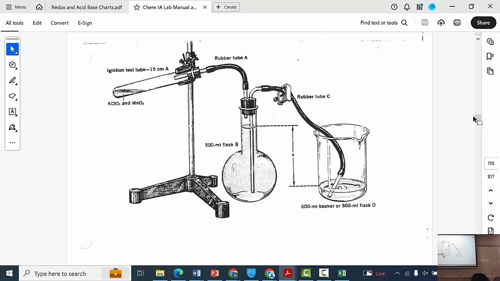If I'm like this, then the pressure of the air trapped is higher than the pressure of the atmosphere. If I'm like this, then the pressure of the atmosphere is higher than the pressure of the air trapped. So what I'm going to do is equalize the two levels like that.